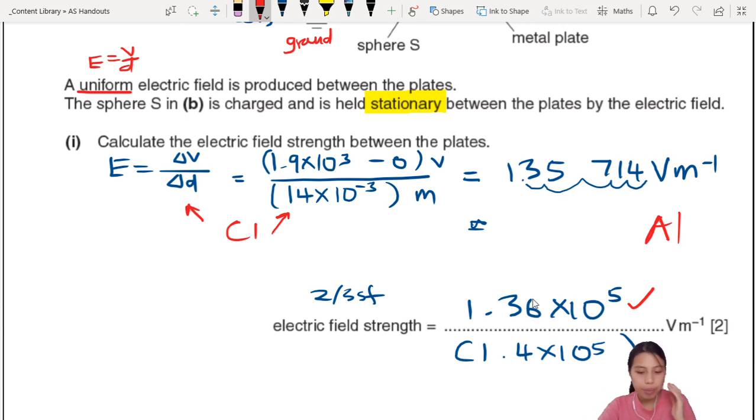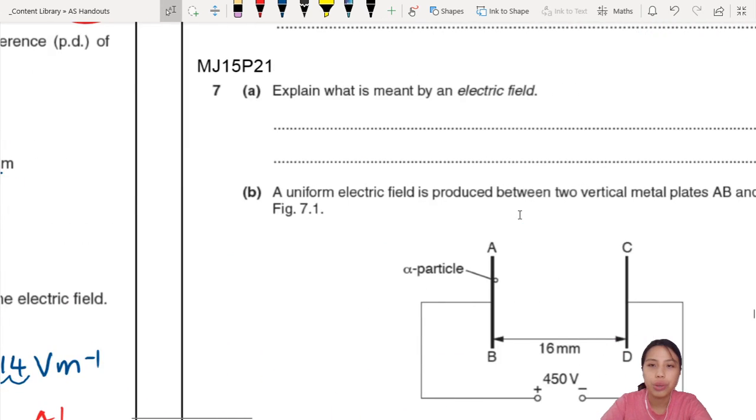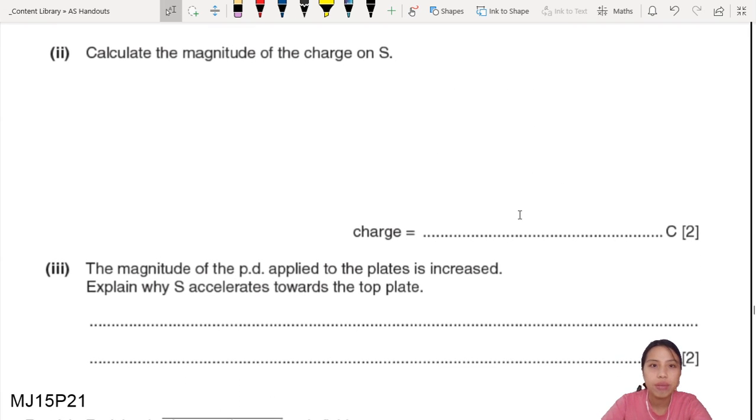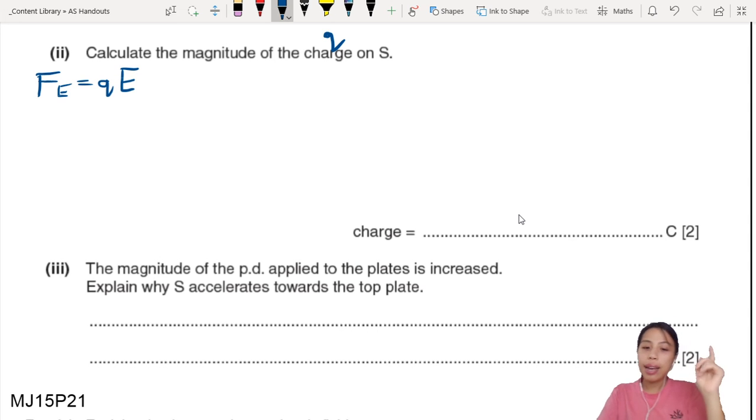So we've found the electric field. Now we need to find the magnitude of the charge. Calculate the magnitude of the charge on S. Why do we need to know the magnitude of the charge? How do we do that? What does that even mean? Don't panic. When you see the word charge, that means they're asking you what is Q on S. Do we know Q? What equations has Q in it? F, electric force, equals QE. Let's write that down first. Hey, we do know what E is.